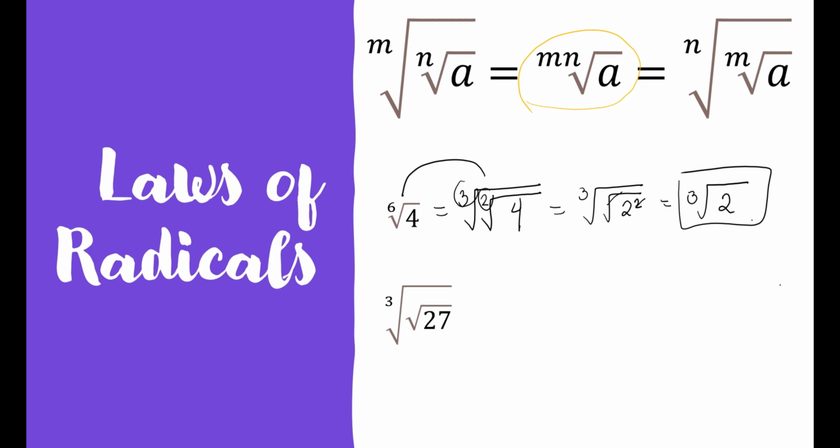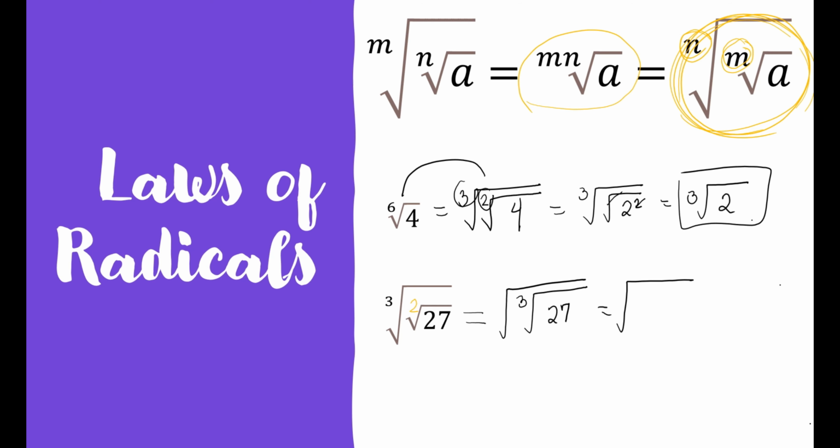Second example, cube root of the square root of 27. Now in this example, we will use this second equality. We may interchange the indices in a given radical expression. So here, the indices of 27 are 2 and 3. We may interchange this and write it as the square root of the cube root of 27.